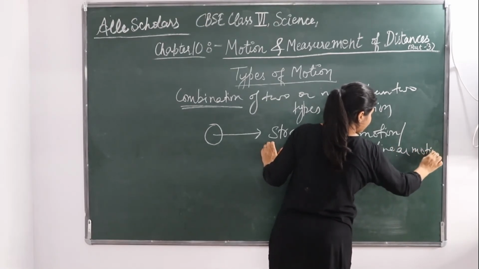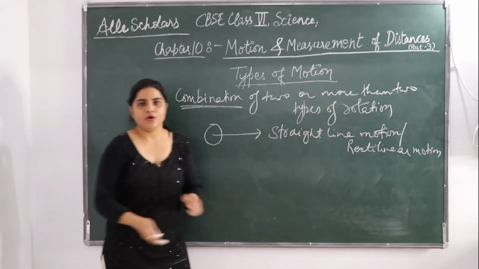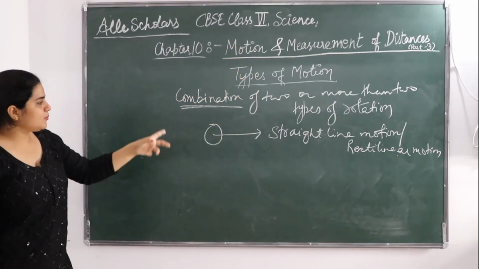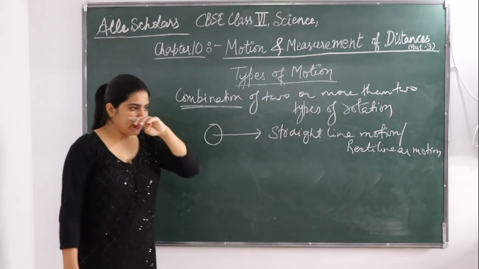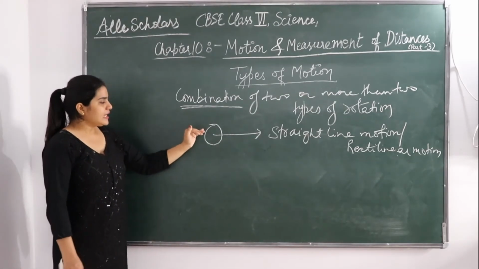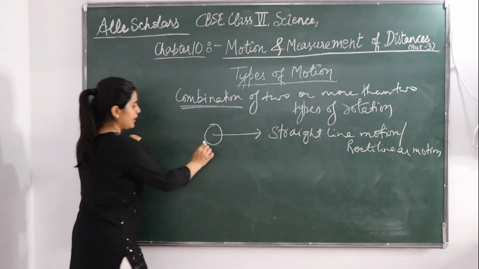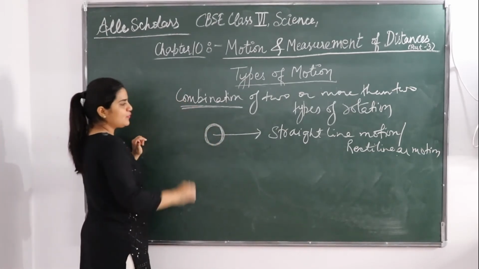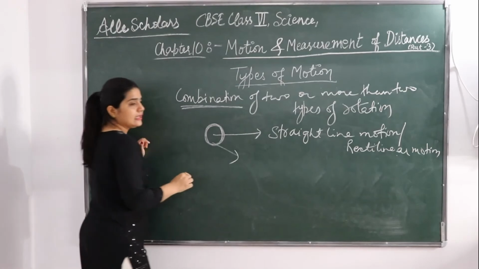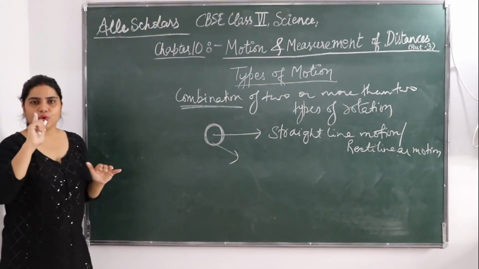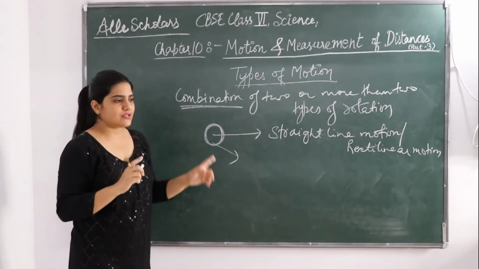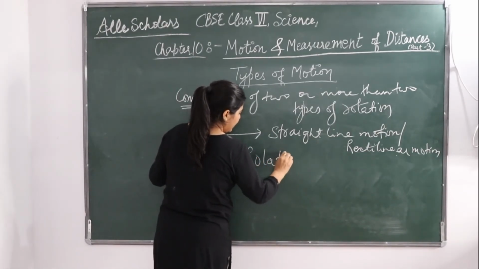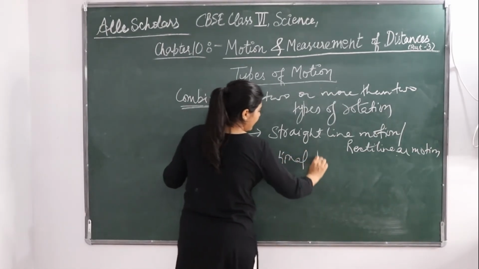Okay, if you throw a ball on the ground, the ball is going forward, it's moving forward, so that ball is executing a rectilinear motion. But this ball is also rotating on its own axis at the same time. I have told you, when an object rotates on its own axis, it is called rotational motion.